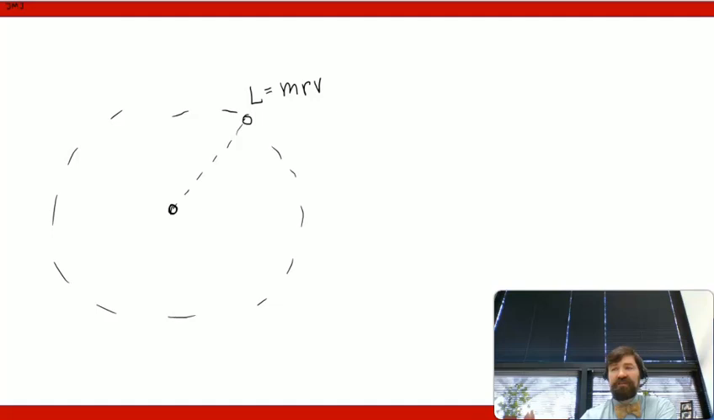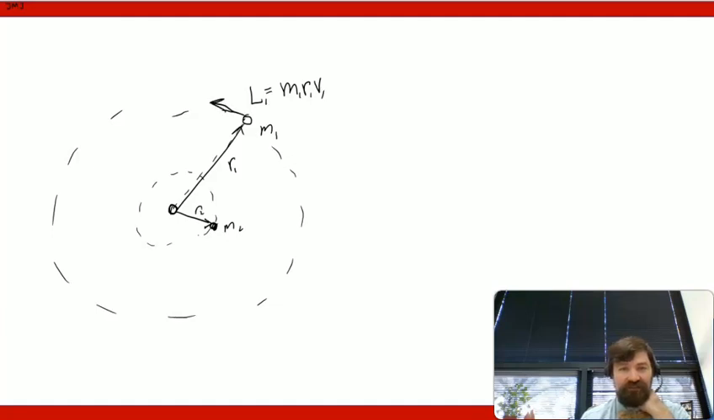But if this is a solid object, so that I have some individual points that I can define for this motion, maybe one's there, maybe another one's here, going about a somewhat smaller circle. So this would be R1, this would be R2, this would have mass M2, this would have mass M1, this has some velocity V1, this has some velocity V2. This one will now have L2 as M2, R2, V2.